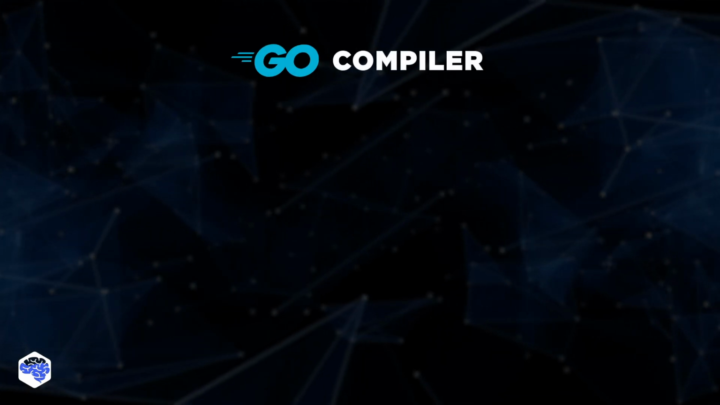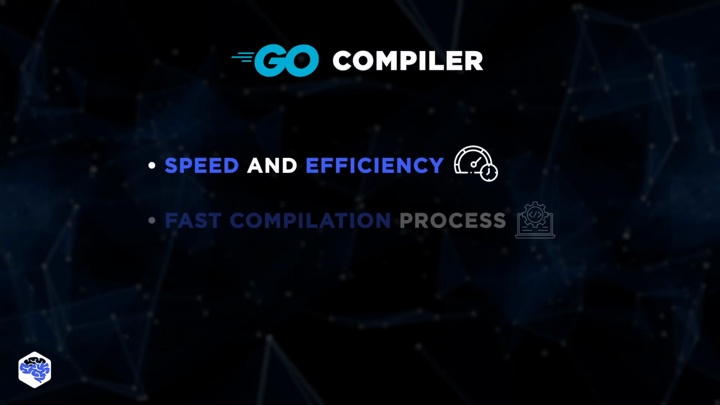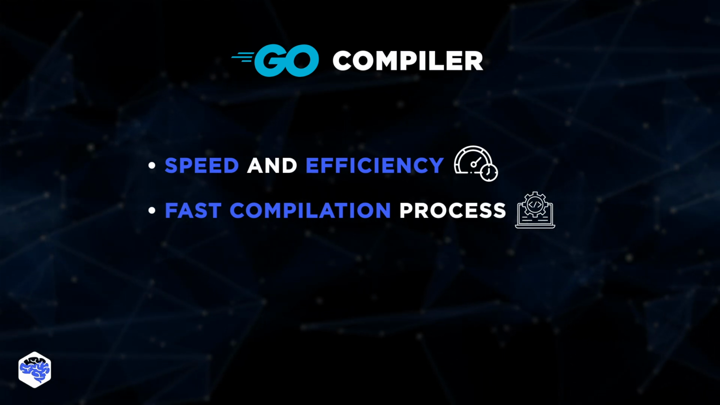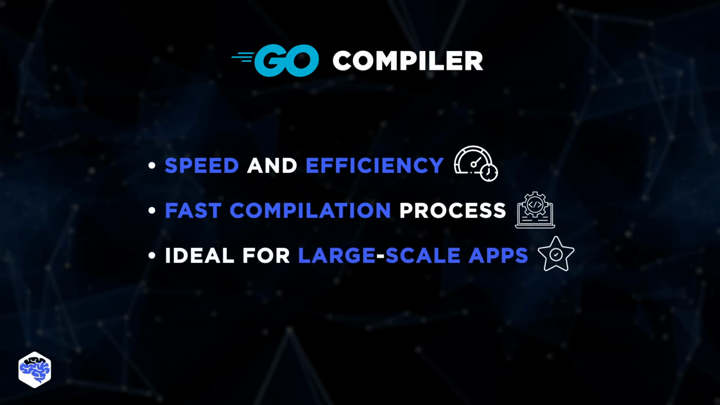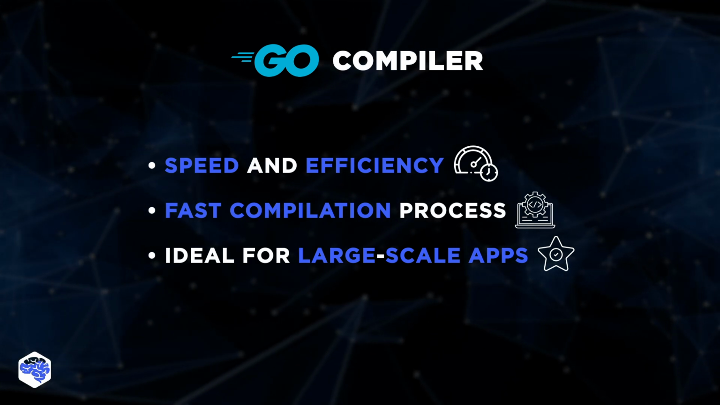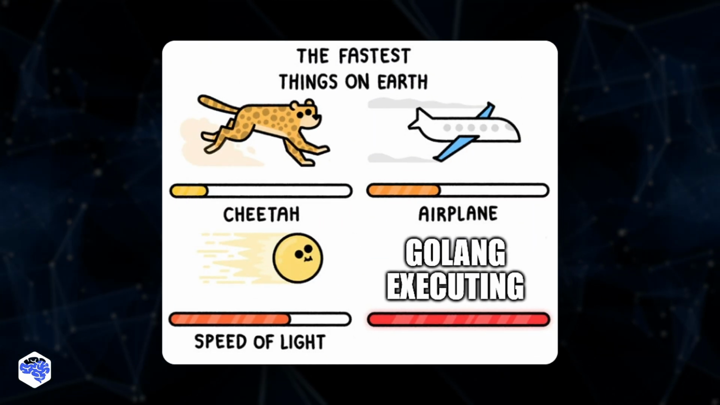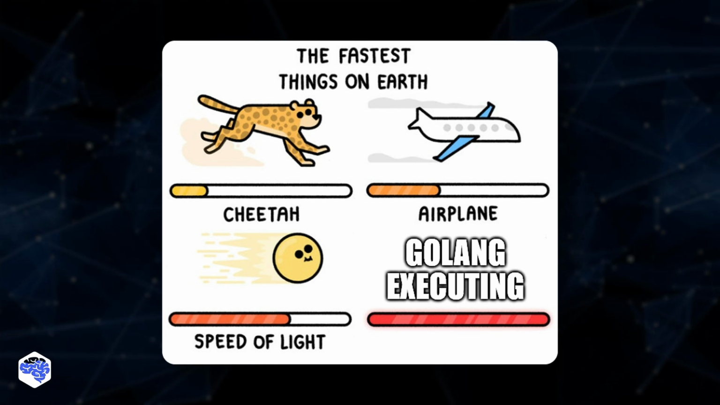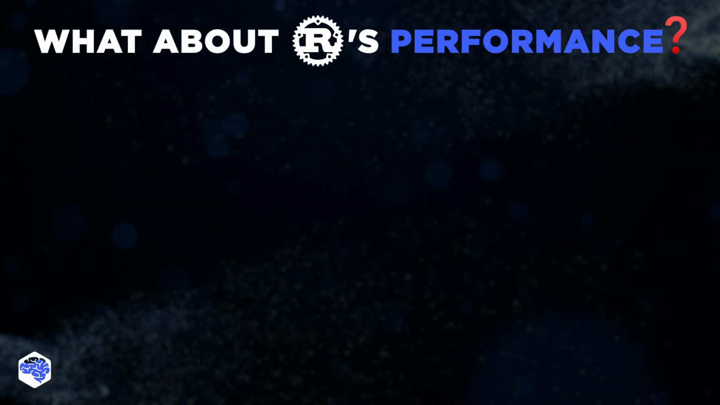Meanwhile, the Golang compiler is known for its speed and efficiency. The Go compiler features a fast compilation process that enables rapid development cycles, making it ideal for building large-scale applications. Additionally, the Go toolchain includes the go command line interface that streamlines various tasks, such as building, testing, and managing dependencies. But what about Rust's performance?